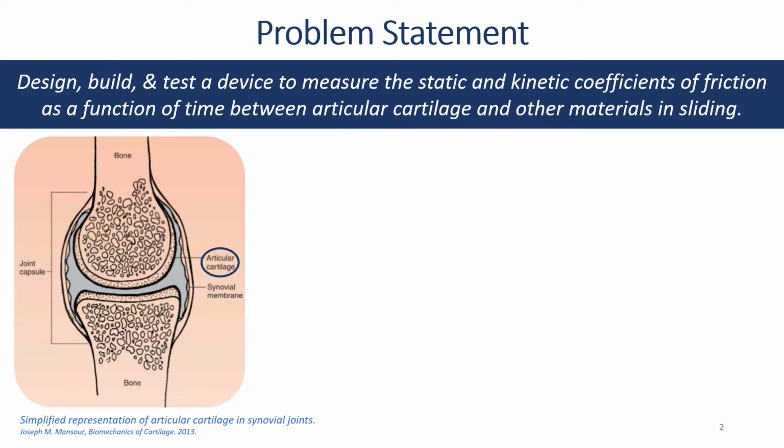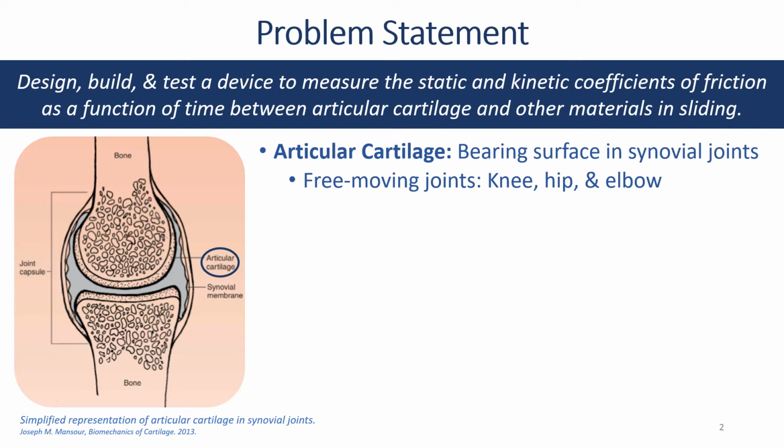This was our problem statement. It was to design, build, and test a device to measure the static and kinetic coefficients of friction as a function of time between articular cartilage and other materials in sliding. What is articular cartilage? It's a bearing surface in synovial joints. It's free moving, such as your knee, hip, and elbow. It can be seen right here in the diagram.